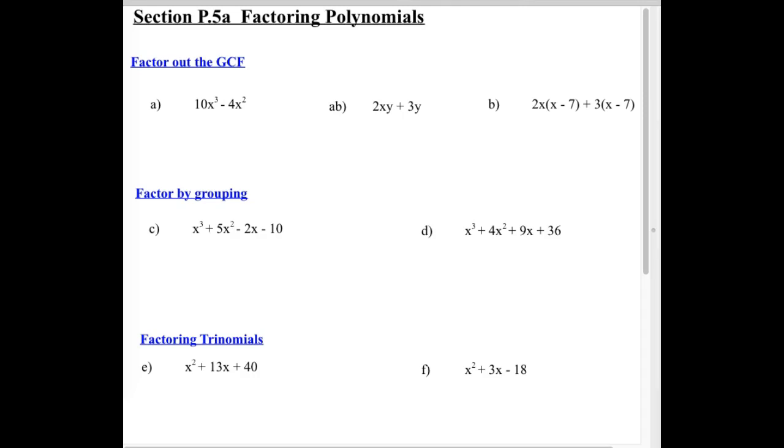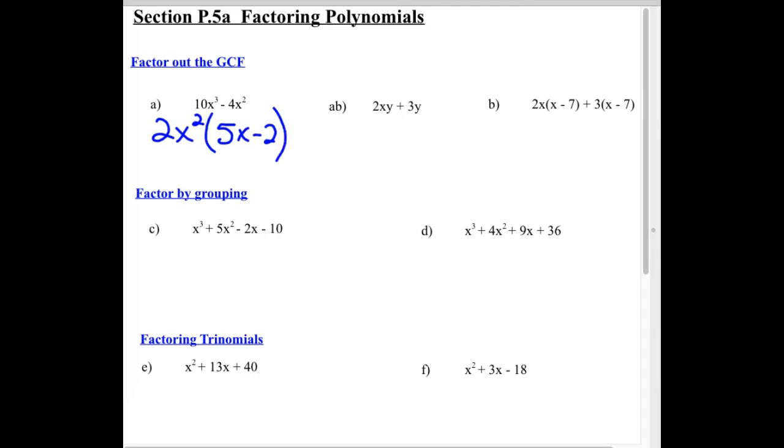So in our first example, looking at 10x cubed and negative 4x squared, they both contain a 2 as a factor. There's 2 that goes into 10 and 4. And in terms of the x's, the most x's that we could pull out of each one would be 2. I know the first term has 3, but the second term only has 2, and that limits us. So then we look at what's left over if we divide each term by 2x squared. So 10x cubed divided by 2x squared would be 5x. And then negative 4x squared, if we divide out a 2x squared, would just be negative 2.